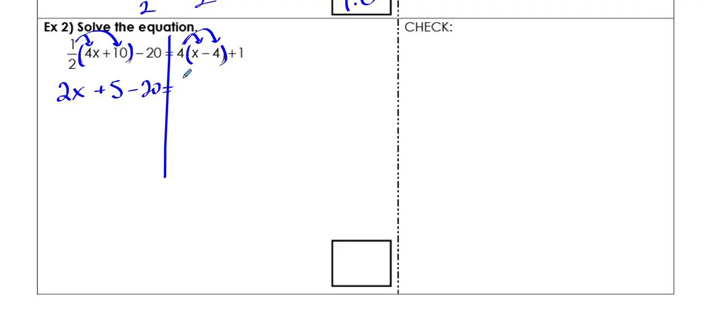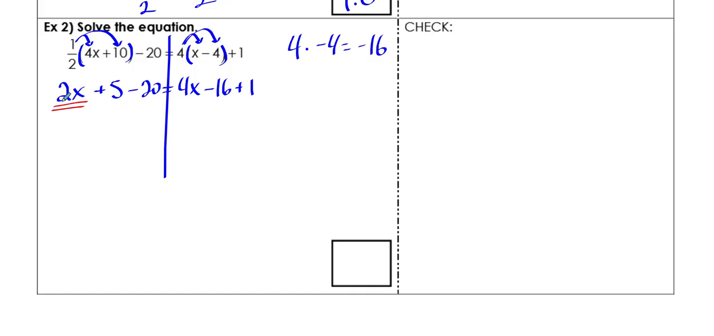4 times x is 4x. 4 times negative 4 is negative 16. So that comes down as minus 16. And that plus 1 comes down. Once you distribute, we don't need the parentheses anymore, because that's telling us that really we're going to add and subtract in our next step.